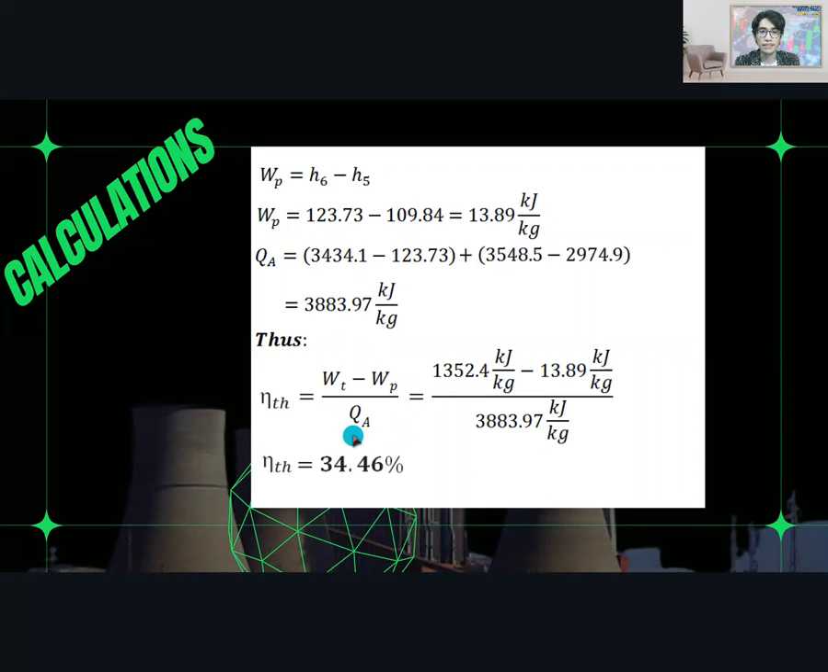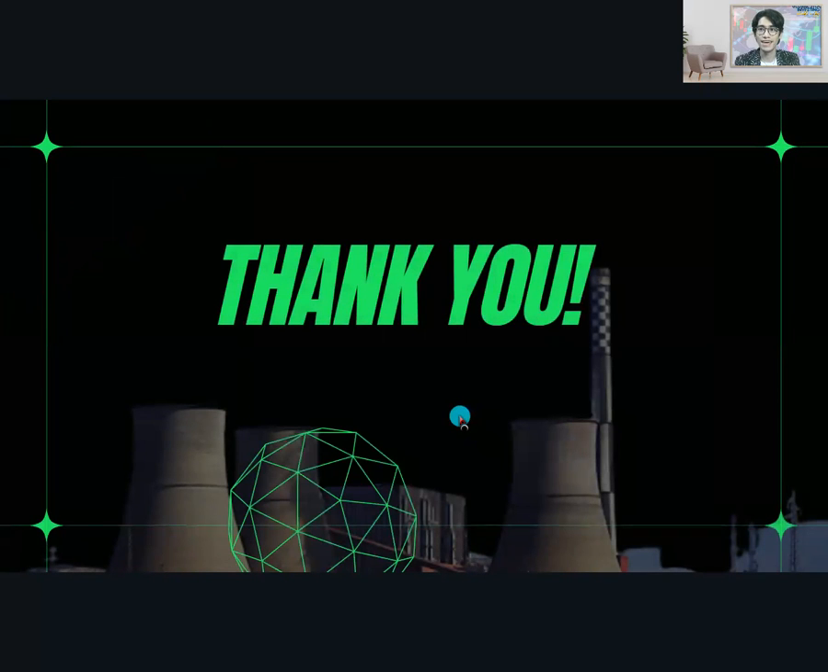Thus, our efficiency, which is what we are looking for, is the total turbine work minus the total pump work over the total heat added, equal to 1,352.4 kilojoule per kilogram minus 13.89 kilojoule per kilogram over our heat added of 3,883.97 kilojoule per kilogram. Our efficiency is equal to 34.46%. So that's it, and thank you.